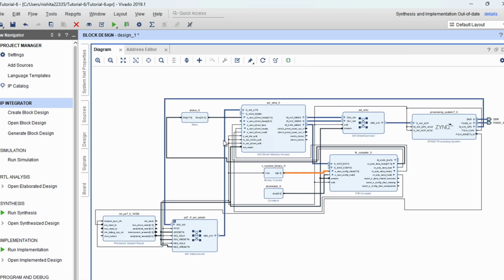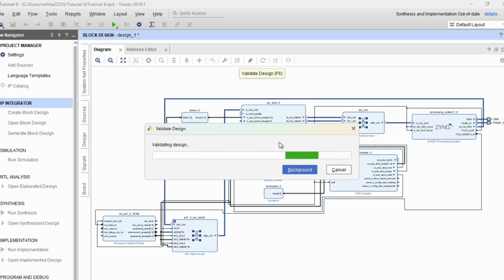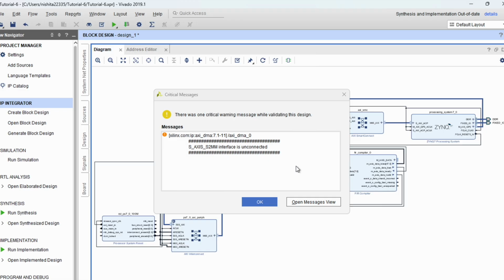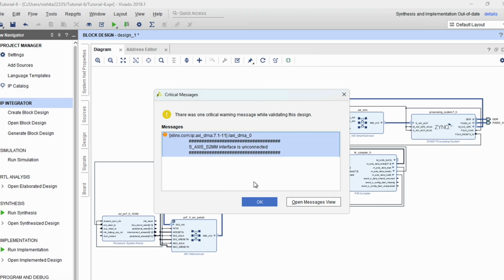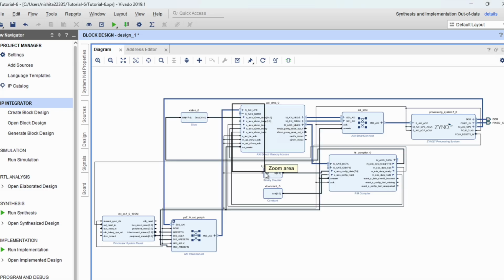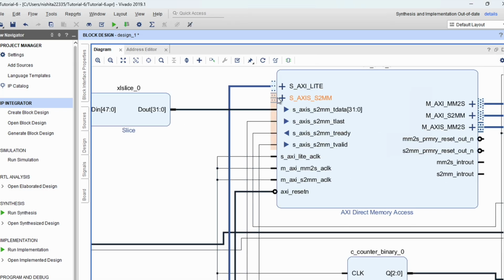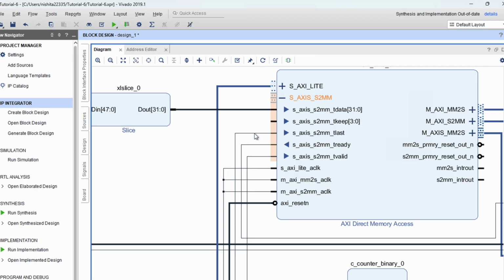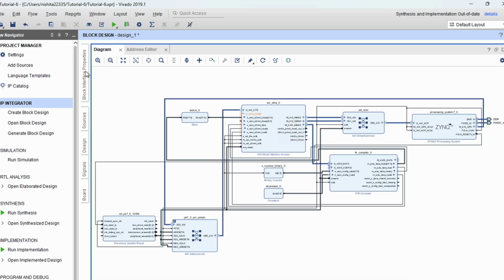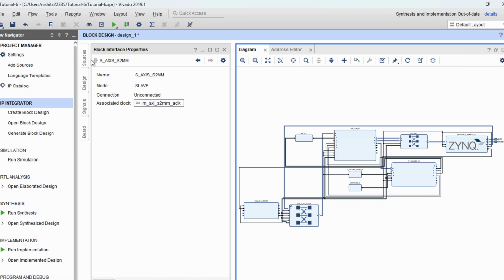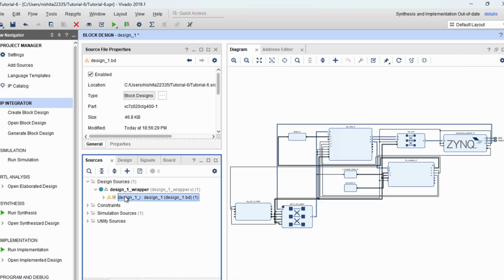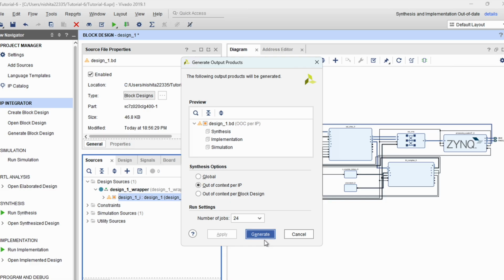This is our valid design. Let us validate it to ensure it is correct. As you can see, the only warning that I am receiving is that the interface is unconnected. This is due to the fact we have individually connected the signals or the lines rather than connecting them via interface. You can go ahead and ignore these. Next step is to generate output products.